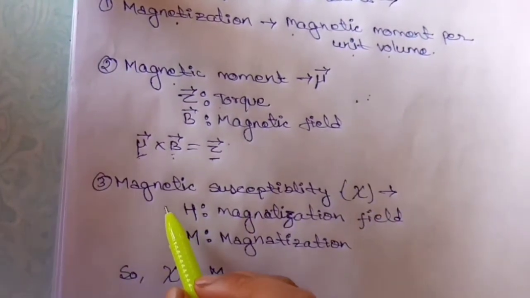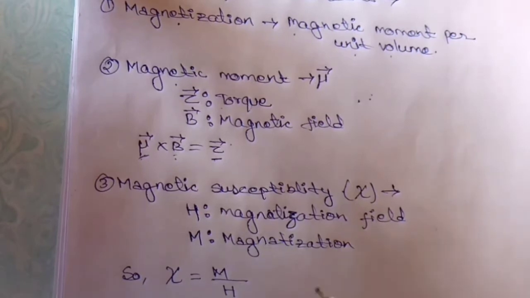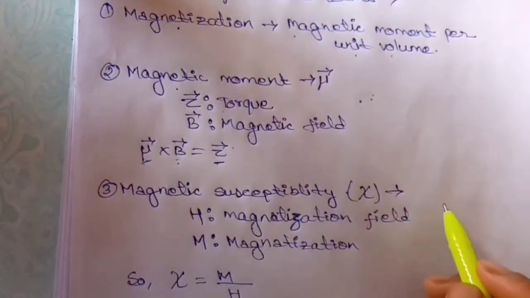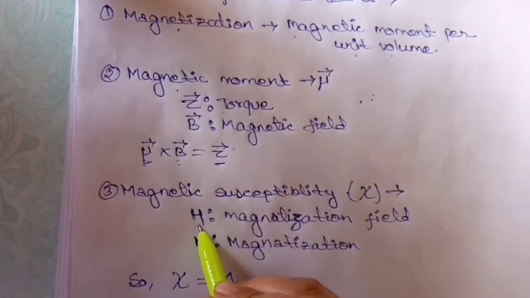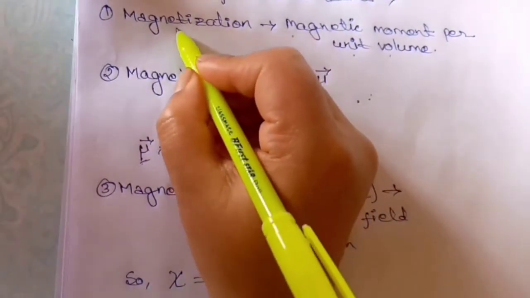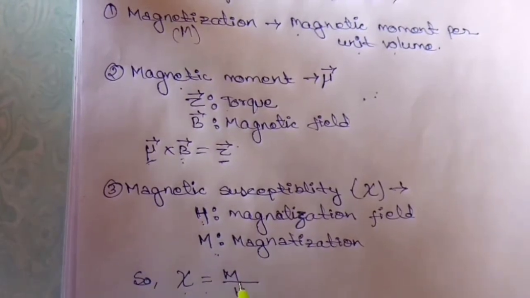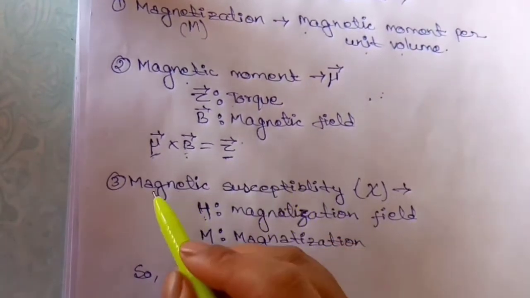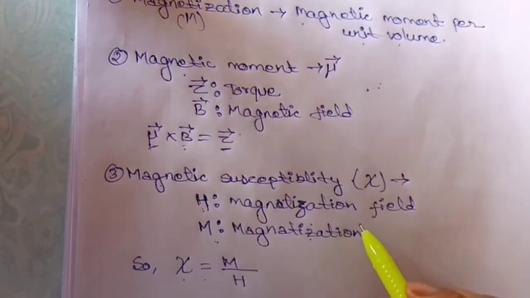Moving on to the next term, magnetic susceptibility. What is magnetic susceptibility? It is a measure of the ease with which a unit volume of a material can be magnetized by a magnetizing field. If I denote the magnetizing field as H and the magnetization as M, then we can write magnetic susceptibility equals M over H. This is a dimensionless quantity because the dimensions of the magnetizing field and magnetization are the same.